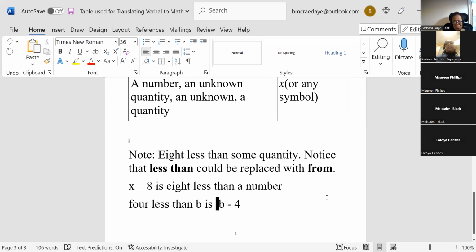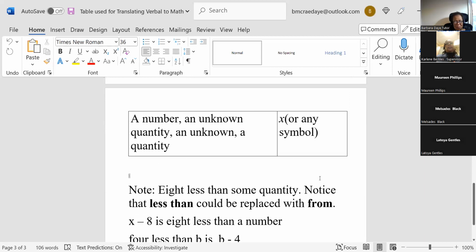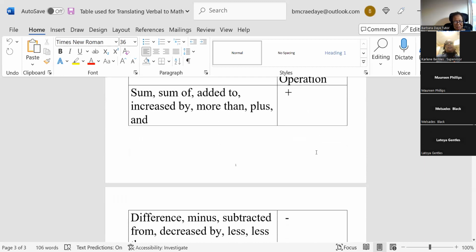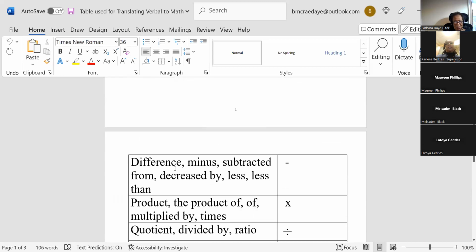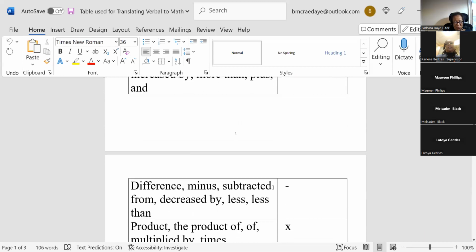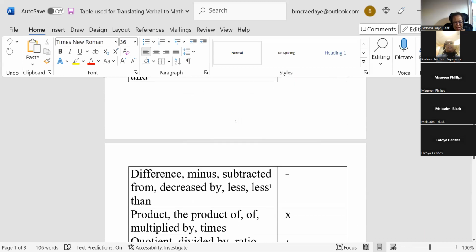She has to know that less than means subtraction. We did that at the beginning, right here. Add means increase. We did that right at the beginning. Add, subtract, less than. That's subtraction. We went through that at the top.